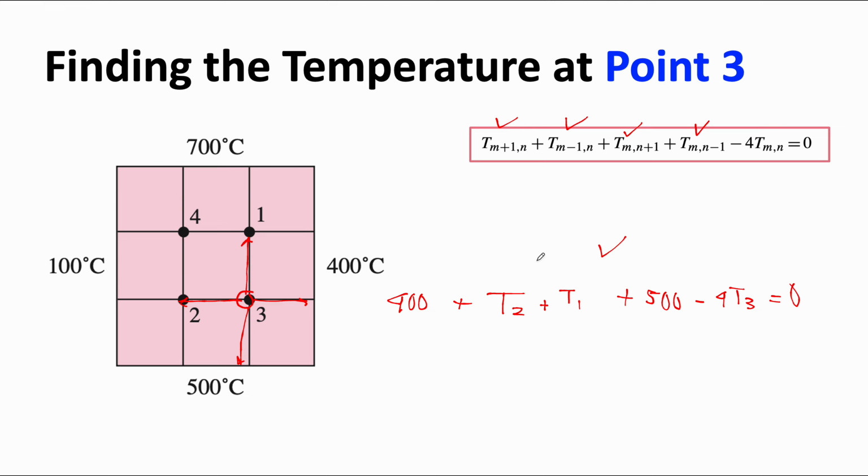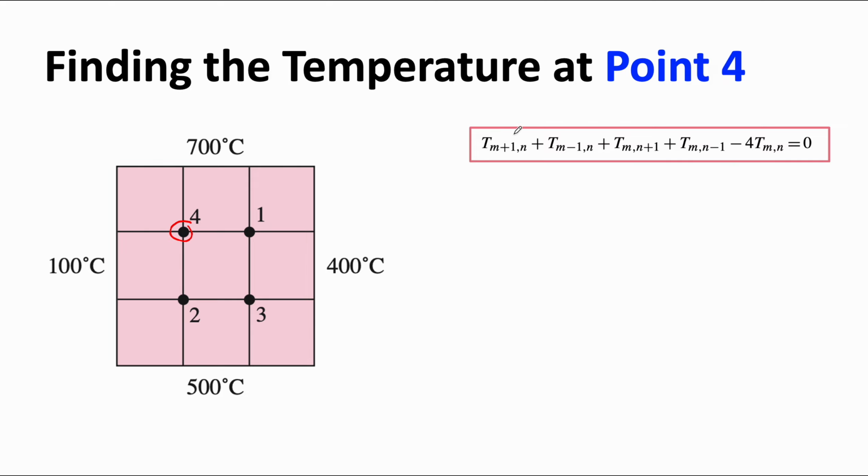Okay. And finally, for the equation for point 4, point 4 is here. First, Tm plus 1 to the right, so that's T1, plus Tm minus 1 n, so that's to the left, plus 100, plus Tm n plus 1, so we're going to the top, going up, 700, plus Tm n minus 1, going down, T2, and lastly minus 4 T4, because T4 is our origin point. So this is all checked. We're all good here, and this is our equation for point 4.